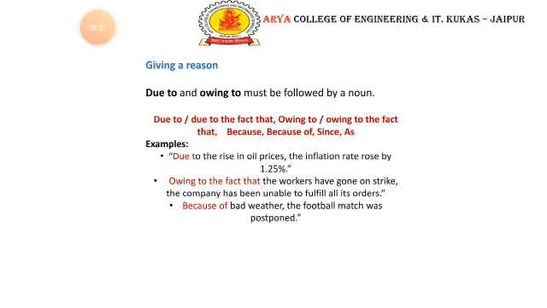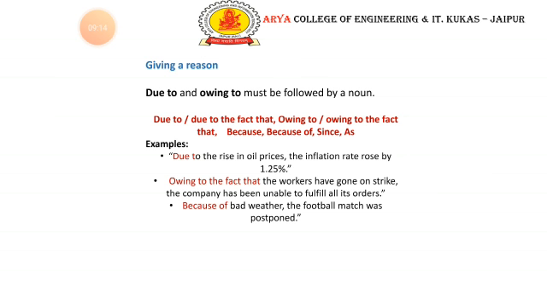Giving a reason basically. Now, giving a logical reason: due to, owing to. We use such words, due to, owing to, for the reason, to provide a reason for what has been stated or has occurred generally. So, due to the rise in oil prices, the inflation rate rose by 1.25%. So, it means due to something which has occurred actually. So, a rise in oil prices has occurred. So, the fact of that thing is happening.